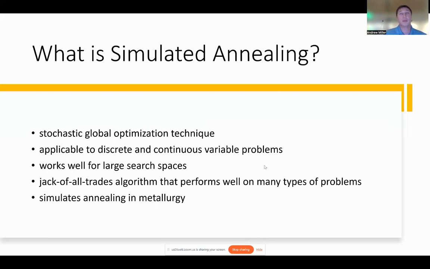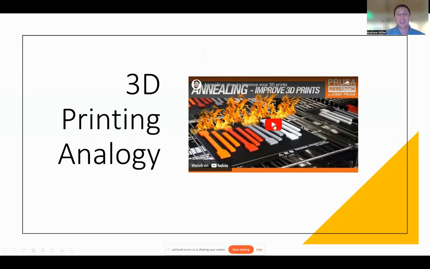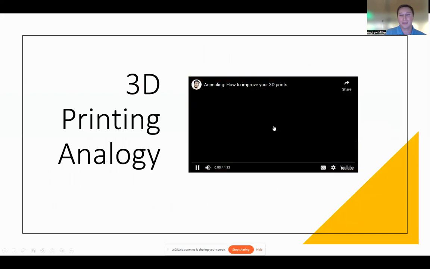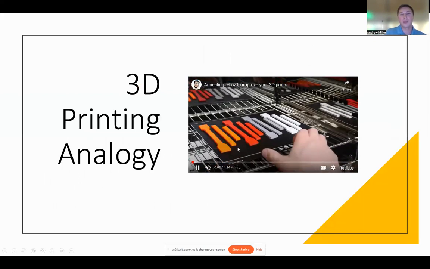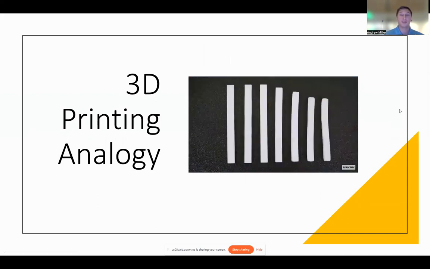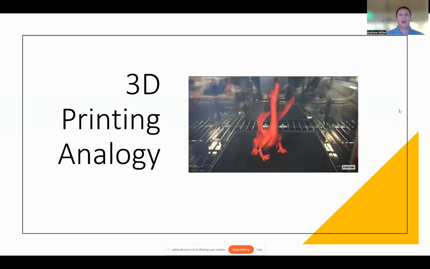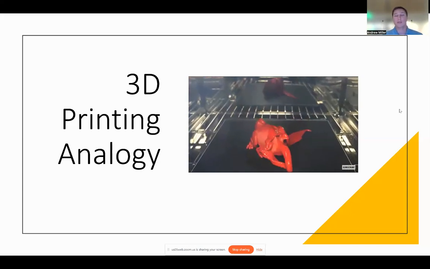And I have an example that doesn't relate to metallurgy, but I think it might be useful for a non-technical person to understand. The example is a 3D printing analogy, where annealing is also used in 3D printing, and I even have a YouTube video that demonstrates it. I'm just going to mute the video, but in essence, you can see they've printed a number of parts that are the same, and then they put them in an oven. And in the process of heating up, the material's molecular structure changes.